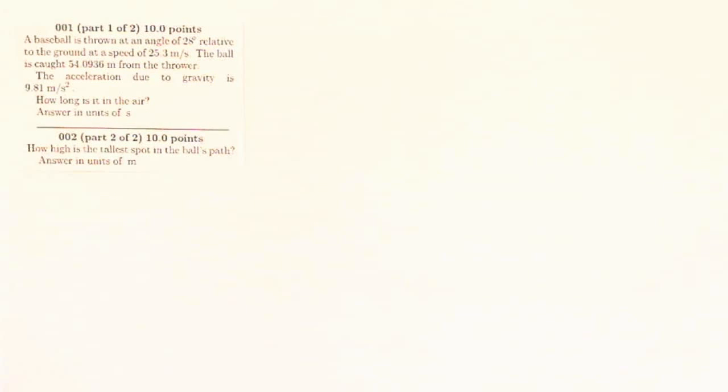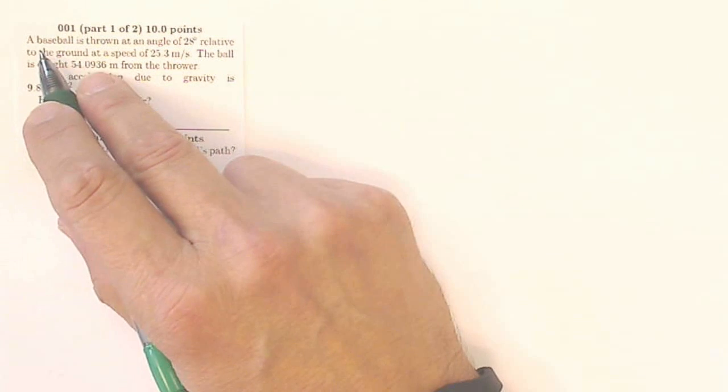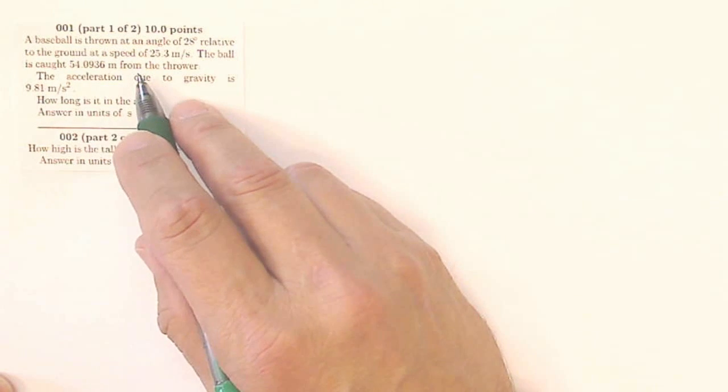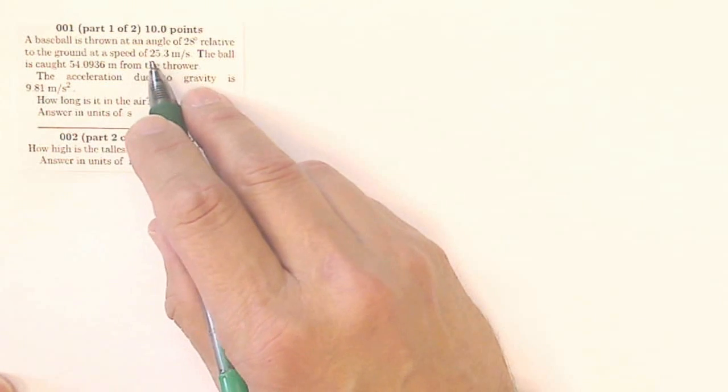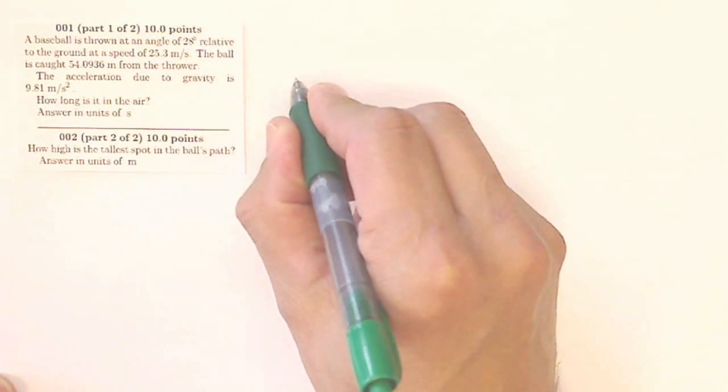This is AP Physics, Homework 2.7, Projectile Motion. This is question 1 and 2. It says, a baseball is thrown at an angle of 28 degrees relative to the ground at a speed of 25.3 meters per second. So I'm just going to stop right there.